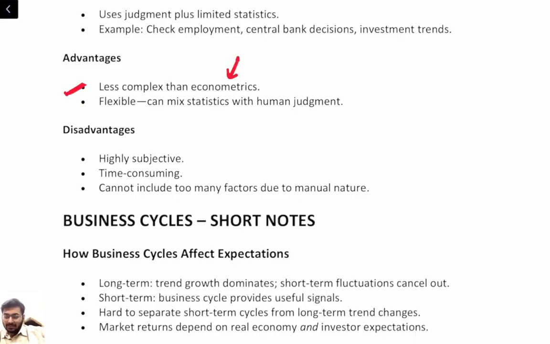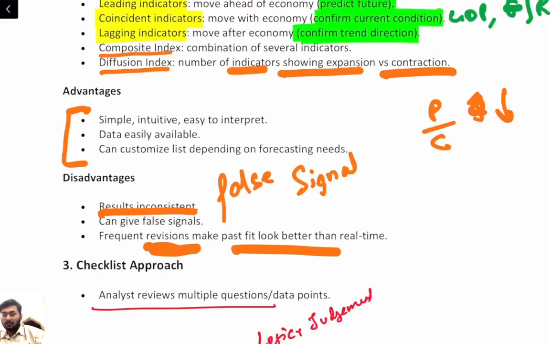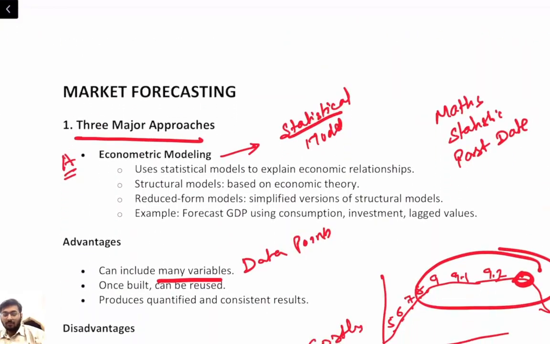Clear? It is flexible. You can use statistics, you can use human judgment as well. The problem is that it is subjective. It can differ from person to person. It's very time consuming: checklist, data, analyzing, and then taking the action. And it's very hard to manually analyze all the possible factors. So you restrict yourself in the number of factors which you are analyzing. Clear? So these are the three approaches to actually do the forecasting of the market.